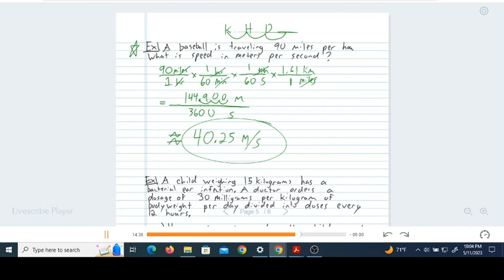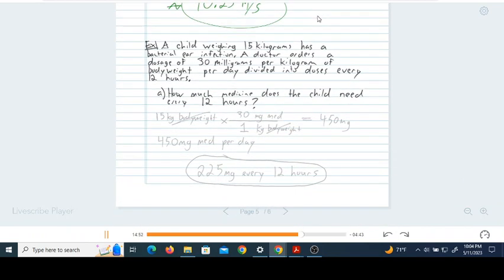All right, let's look at another problem that requires some metric conversions. And this one takes some careful reading. We've got a child weighing 15 kilograms that has an ear infection. Doctor orders antibiotic dosage of 30 milligrams per kilogram of body weight per day, divided into doses every 12 hours. All right, so we need to figure out how much medicine the child needs every 12 hours.